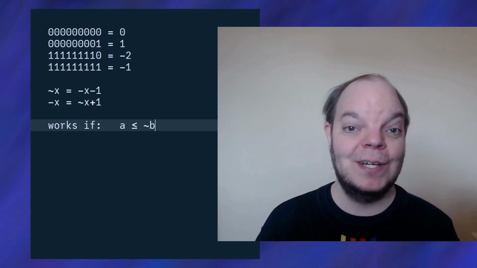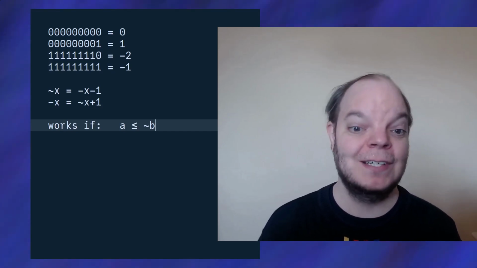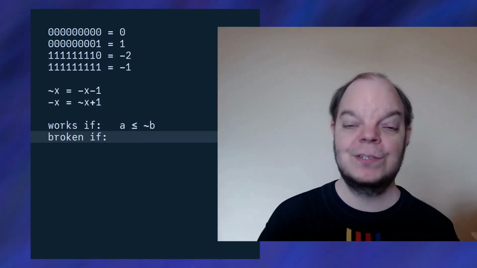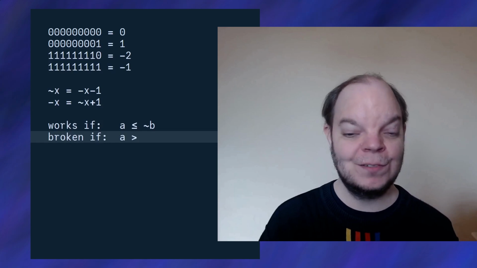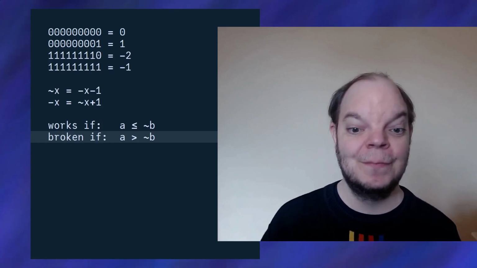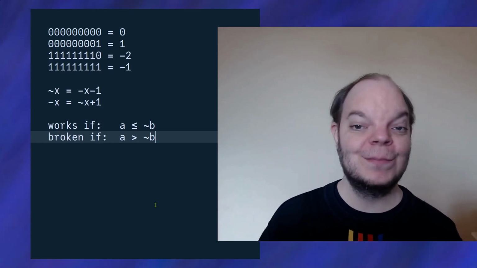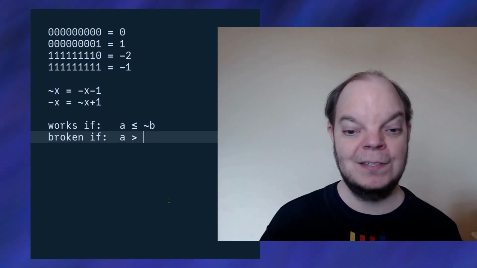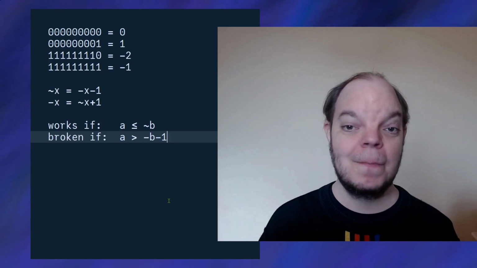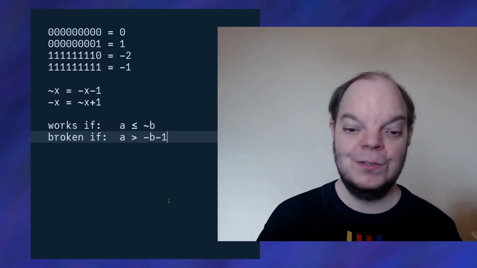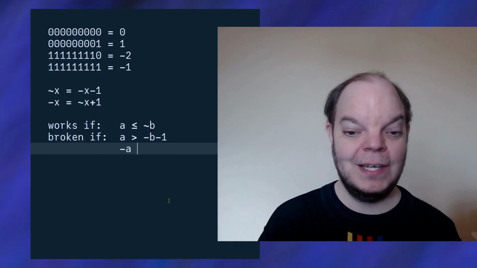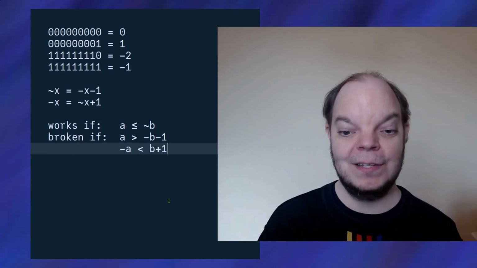But that raises the question, how do we fix it in the case where it's going to be broken? Well, logically that means that it must be broken if the opposite is the case, a is greater than the bitwise not of b. Well, let's play with this equation a little bit. First of all, let's apply this rule to change the not b back into negative b minus 1. And now I'm just going to negate both sides of the equation. And then we get negative a is less than b plus 1.